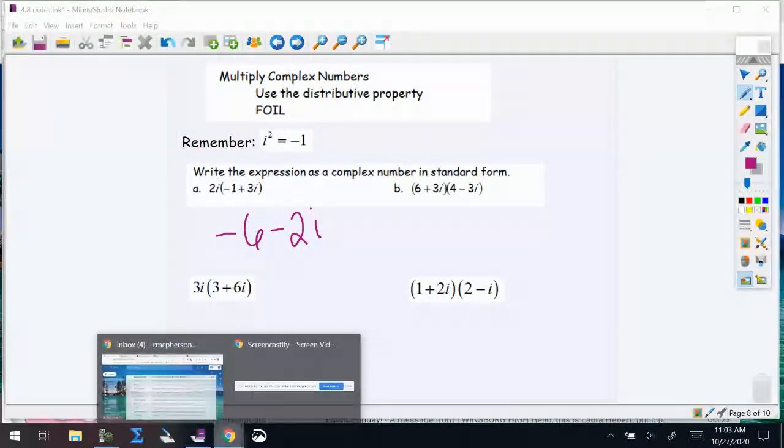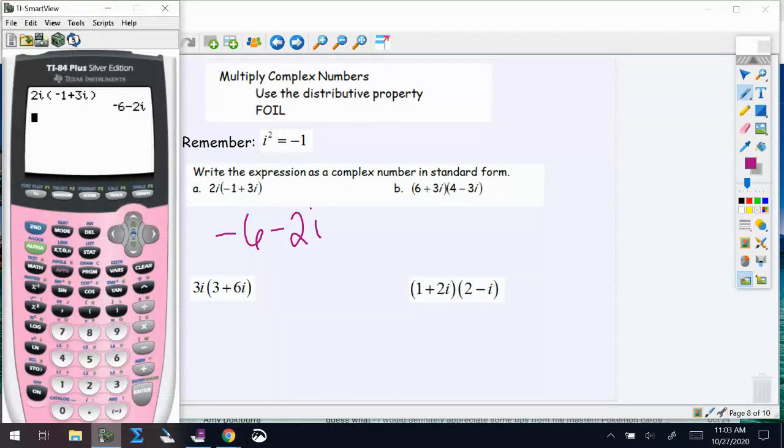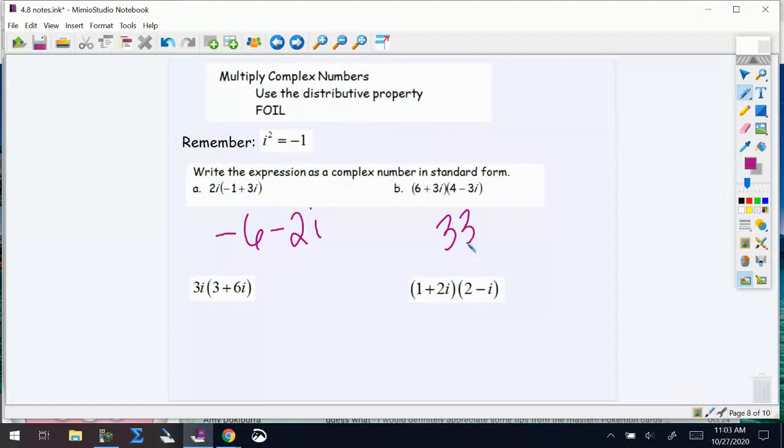For the next one, you're going to type in parentheses 6 plus 3i, parentheses. The biggest thing with this is just make sure you type it in right. Make sure you know where the buttons are. 4 minus 3i, parentheses, hit enter. You get 33 minus 6i.